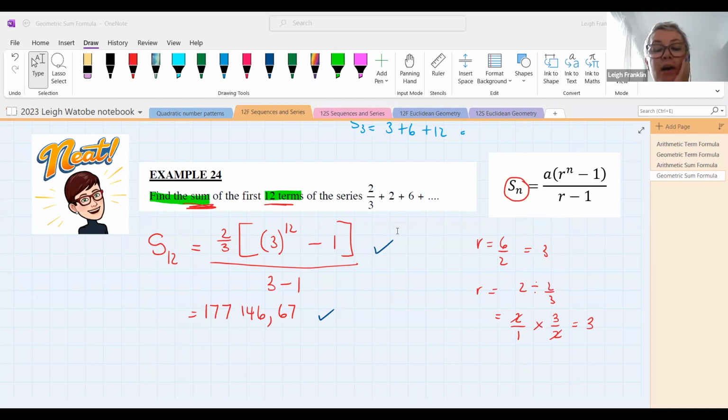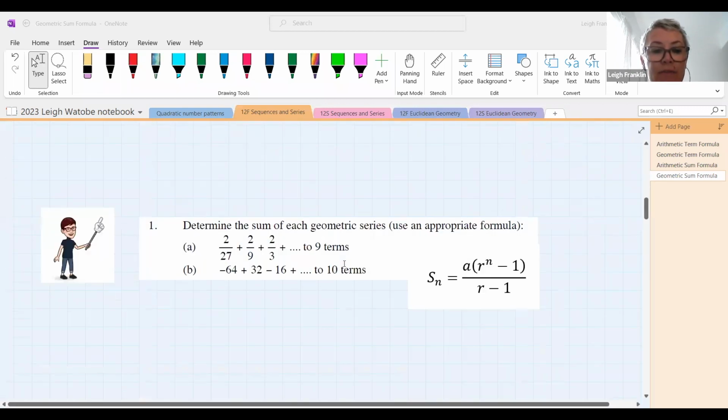Screenshots are really, really helpful. Then we're going to go down and have a look at a similar question, and you're going to do exactly the same thing where you calculate the sum to n number of terms. It depends on the number of terms in the series. This particular series has 12 terms, but a series can have 20 terms or 5 terms or 100 terms. It just depends on what they give you. All right, let's go down and have a look.